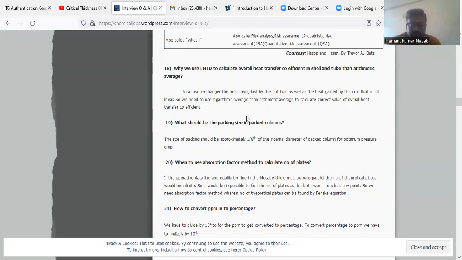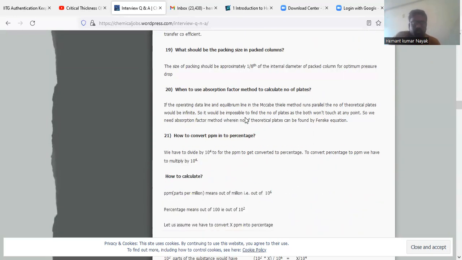What should be the packing size in a packed column? The size of packing should be approximately 1/8 of the internal diameter of the packed column for optimum pressure drop. 1/8 of the internal diameter.